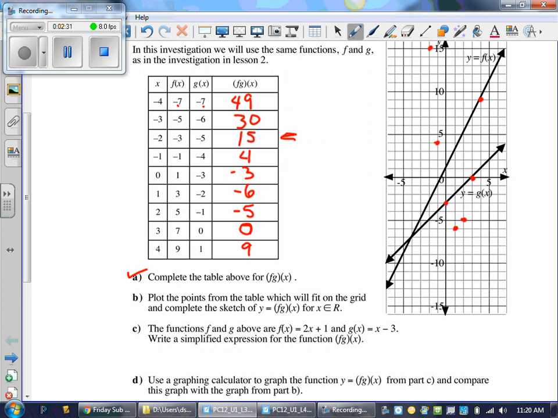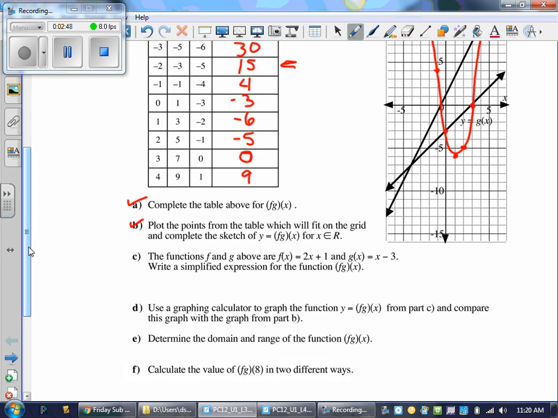So if we want to draw those together, you have this picture looking like that. So it's a parabola. And the next part, part B, says the functions, they actually give us what the two original functions are. They say the functions f and g are above, or f of x is equal to 2x plus 1 and g of x is equal to x minus 3, right? A simplified expression for the function.